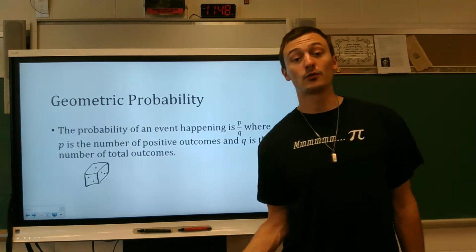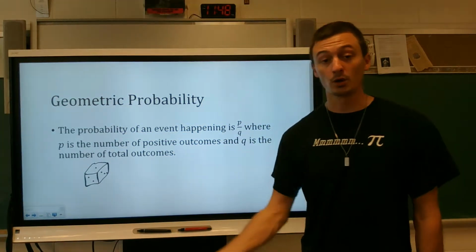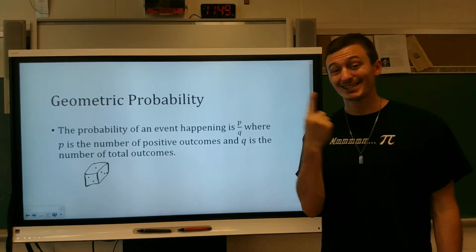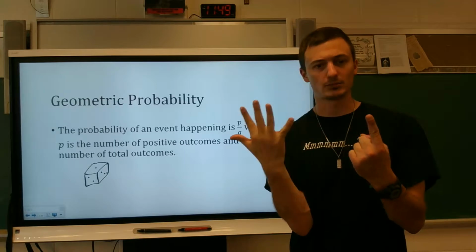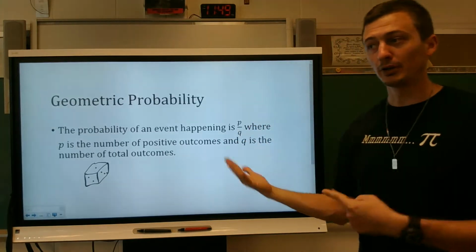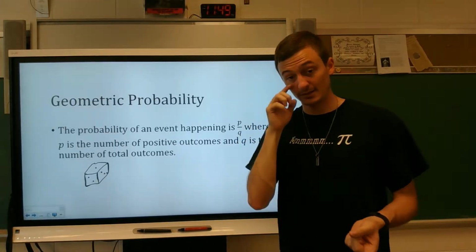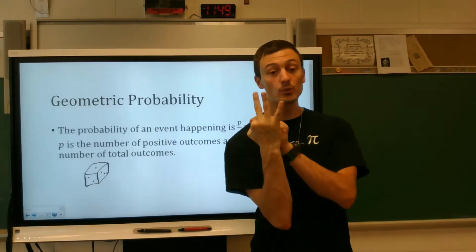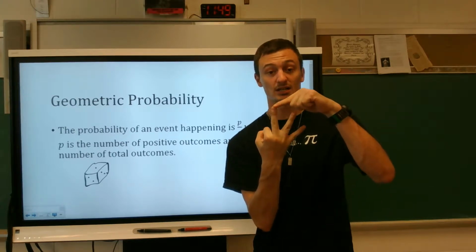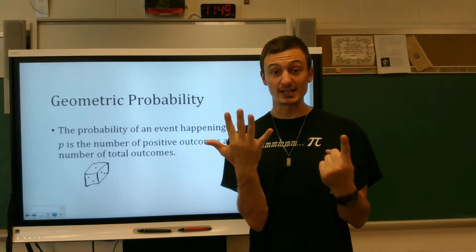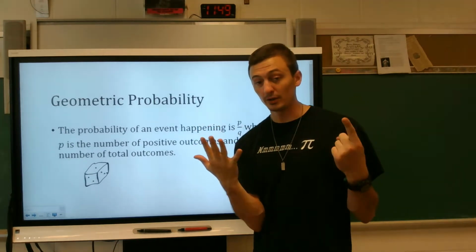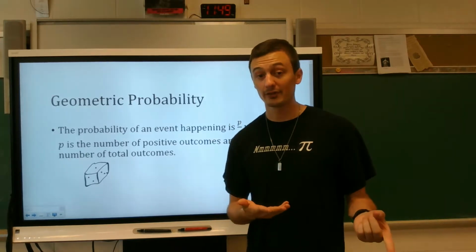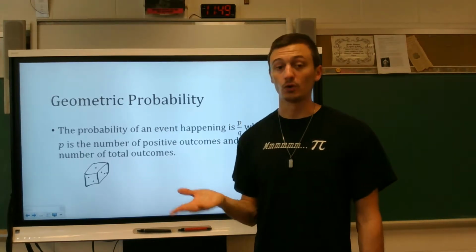So the probability of rolling a 1: there's only one way to roll a 1, out of 6 possible different outcomes. So the probability of rolling a 1 is 1 out of 6. To roll an even number, there's 3 ways that I can roll an even number, a 2, a 4, or a 6, out of the possible 6 different outcomes. So the probability of rolling an even number is 3 out of 6, or 1/2. So half the time, you're going to roll an even number.